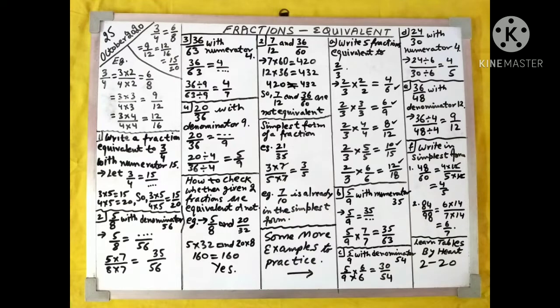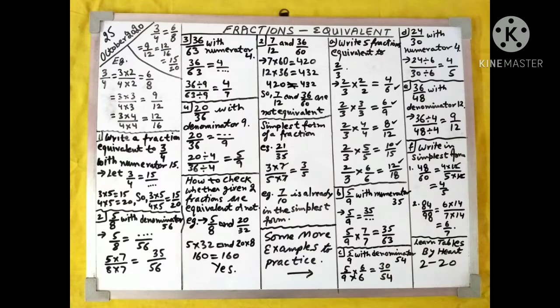Now see the question. Write a fraction equivalent to 3 by 4 with numerator 15. So we will write, let 3 by 4 is equal to 15 by something. We have to find this something. So it is very easy. We know that 3 into 5 is equal to 15. So 4 into 5 is equal to 20. So finally we will get 15 by 20 with 15 as a numerator, right?